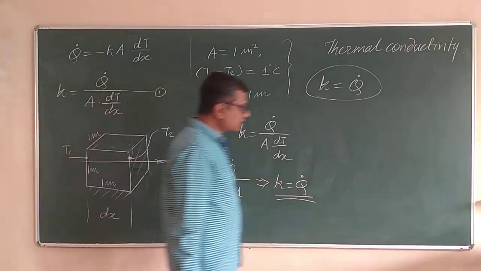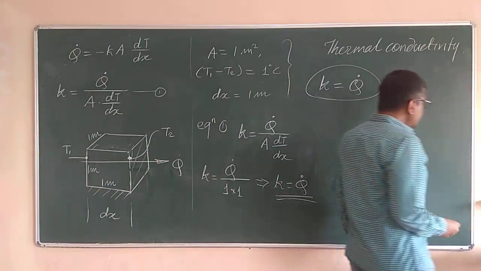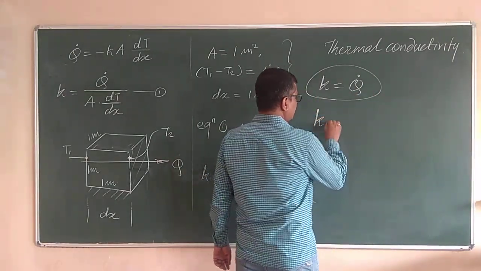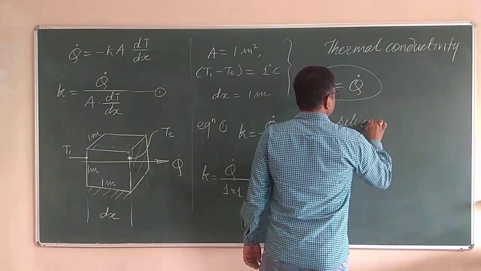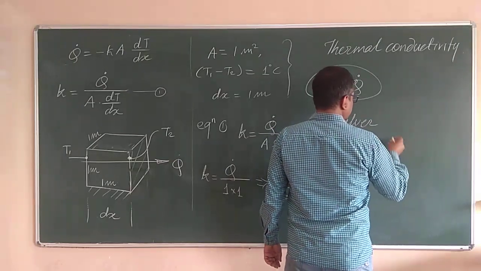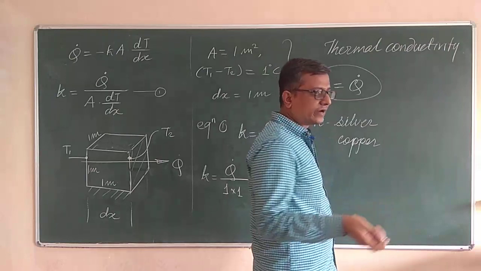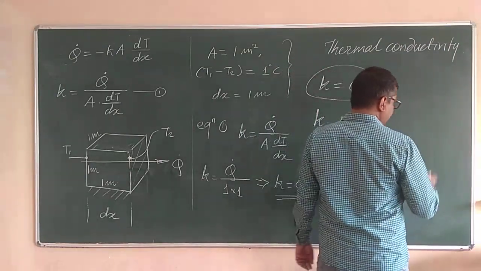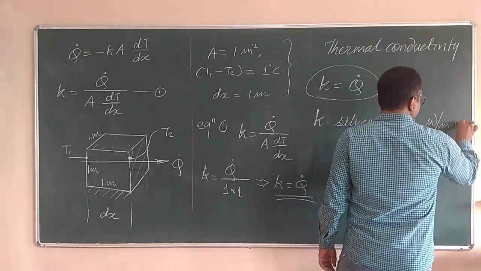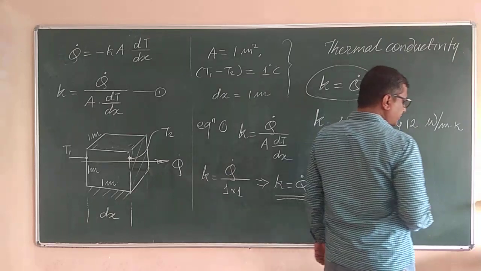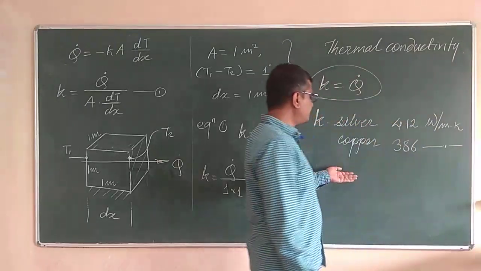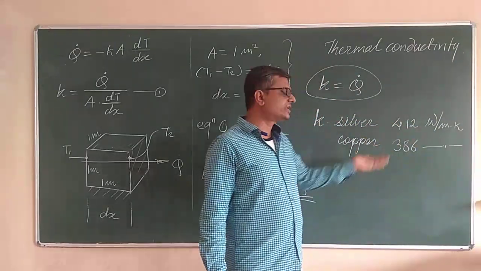Now if you check the thermal conductivities of various materials, the thermal conductivity of silver is the highest. Then copper. These are in the range of a few hundred, maybe 400 watt per meter per Kelvin. For example, silver has a thermal conductivity of 412 watt per meter per Kelvin. Next, copper has a thermal conductivity of 386, the unit being the same. And if you go for iron, it is in the range of 50 to 80 watt per meter per Kelvin.